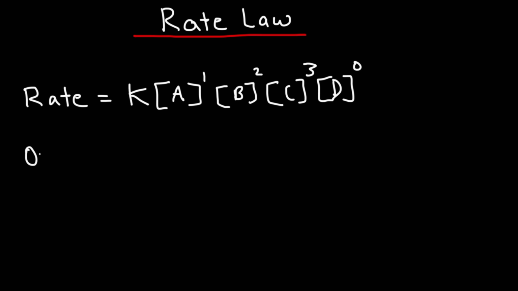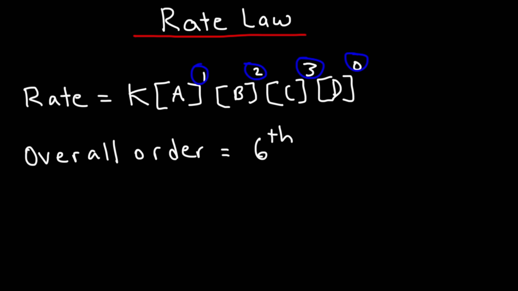Now, another thing you need to be familiar with is something called the overall order for the reaction. To find this, simply take the sum of all of the exponents. 1 plus 2 plus 3 plus 0 is 6. So we can say that the reaction is 6th order overall.